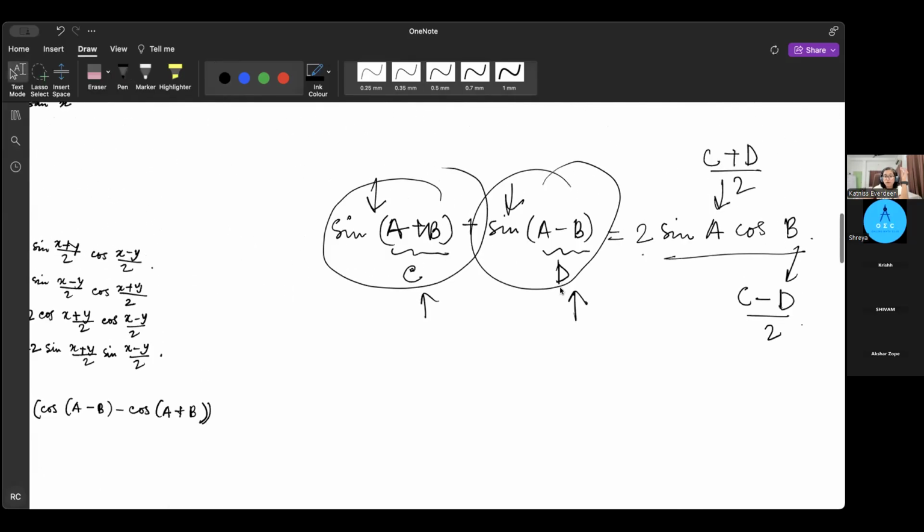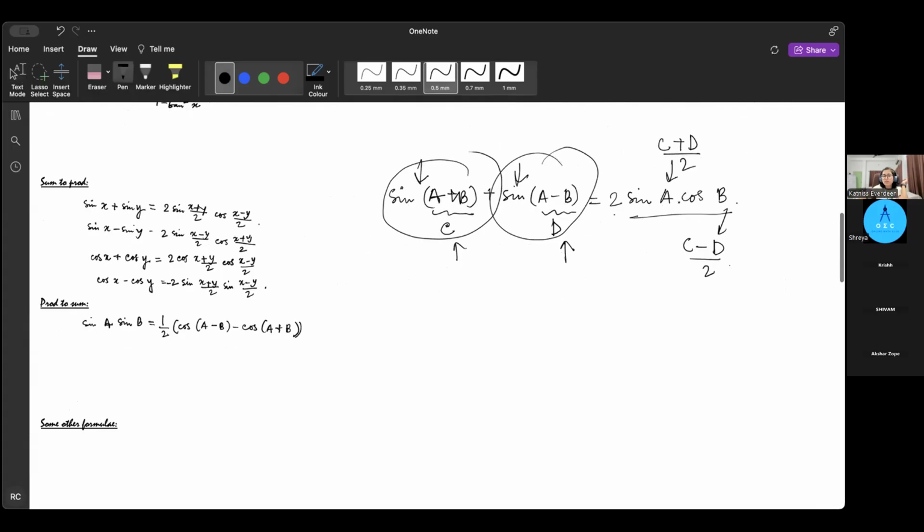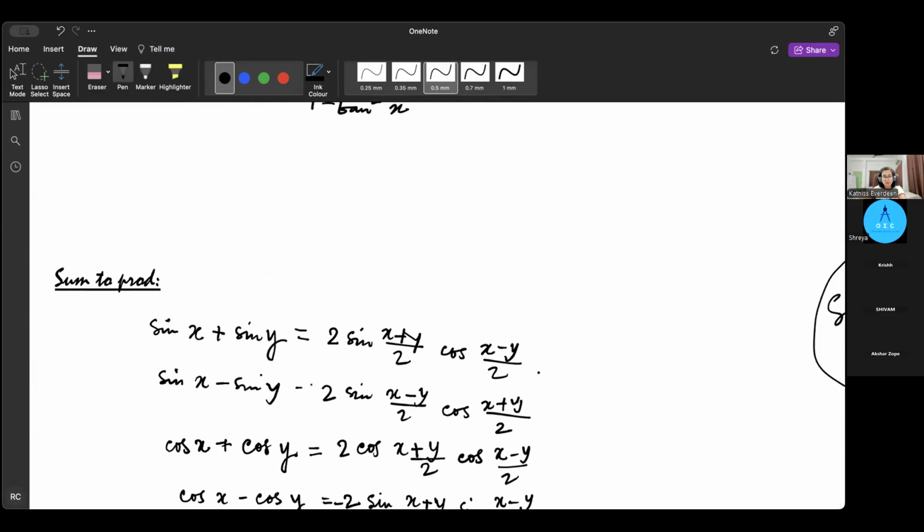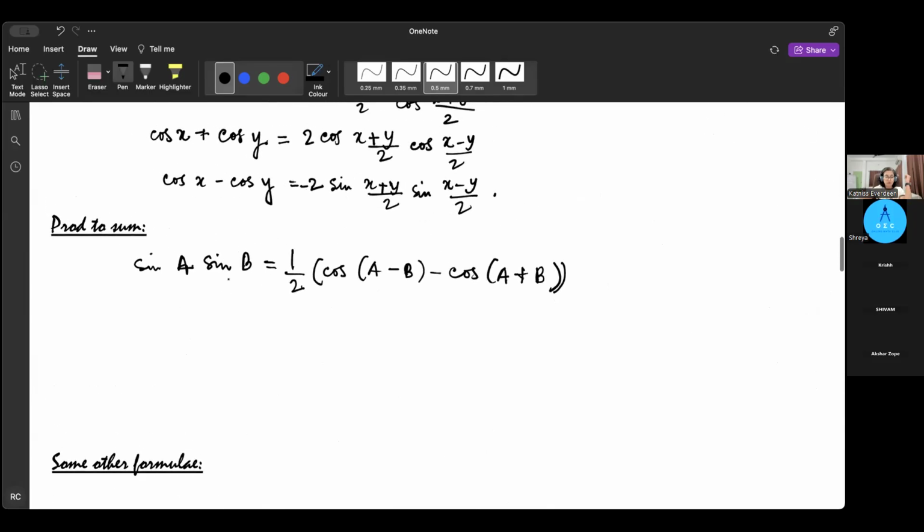Anyway, yeah. So you can see here that sine A cos B is this. So if we did sine A sine B, for example, then we would have to take cos A minus B minus cos A plus B. This is a proof of that. So this is going to be twice sine A sine B. And from here, you can get sine A sine B is half of cos A minus B minus cos A plus B. Is this clear? Yes. Okay.